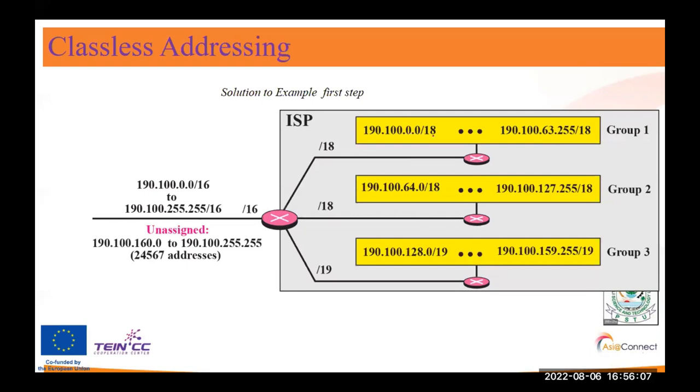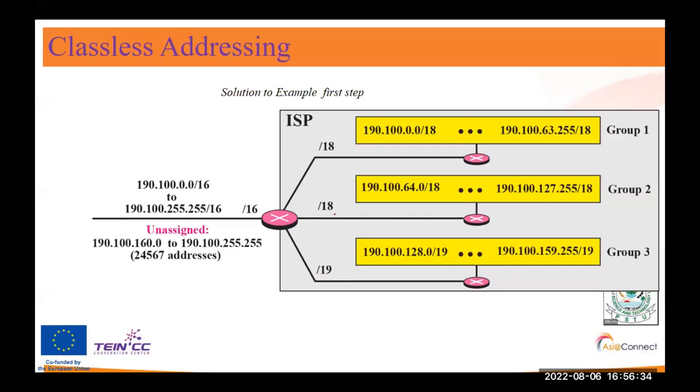In that case, 190.100.0.0, this last 0 will change from 0 to 255. So in total, this block has 256 addresses. In this way, there are a total of 64 customers. So this is the last customer address. Okay, this is the last customer, and the last address.